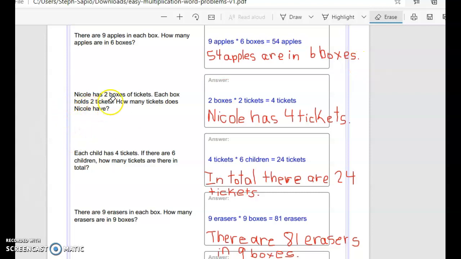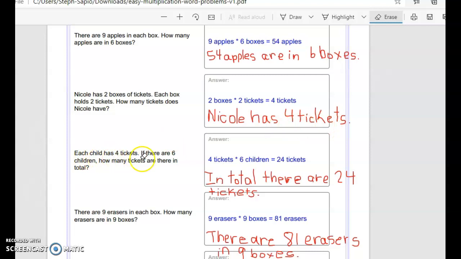For number 2, Nicole has 2 boxes of tickets and each box holds 2 tickets. How many tickets does Nicole have? You're going to say 2 boxes times 2 tickets equals 4 tickets. So Nicole has 4 tickets.